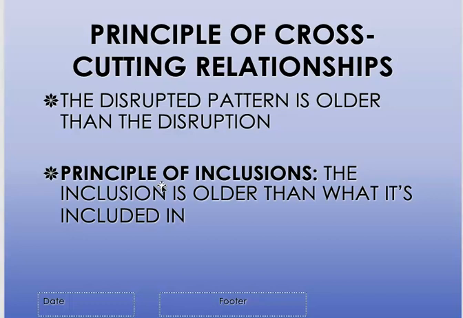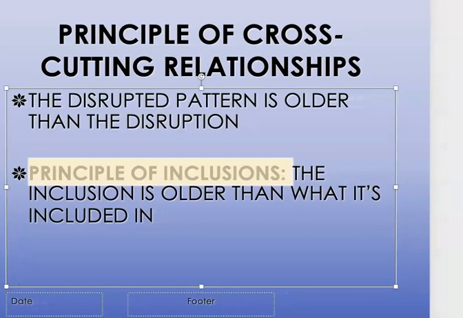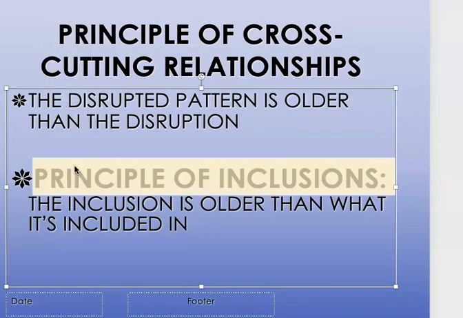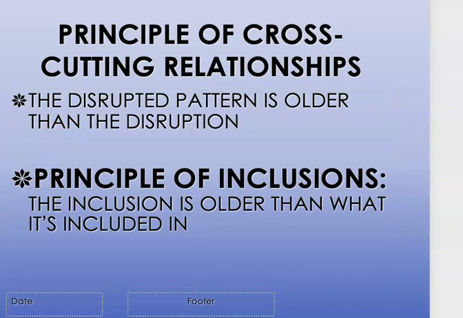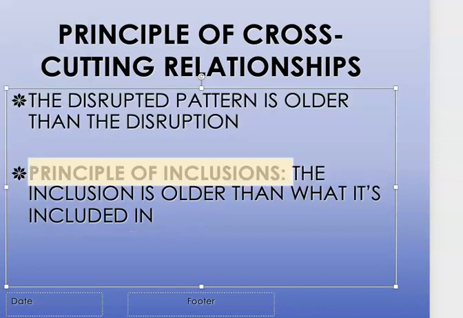All right. This is actually two definitions. They're very similar, so I always throw them together. Principle of cross-cutting relationships and principle of inclusions. You'll see how they're similar in a moment. So principle of cross-cutting relationships: the disrupted pattern is older than the disruption. What the heck does that mean? Well, can you cut through a field that isn't there? No, right? It's that simple. Something has to be there for it to be disturbed.